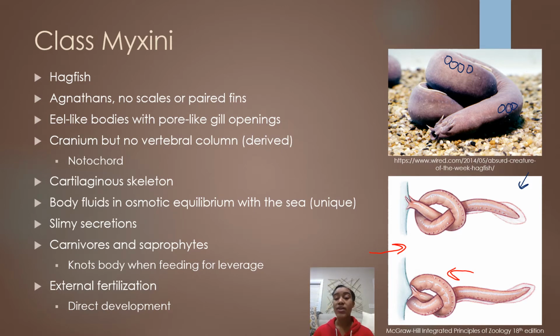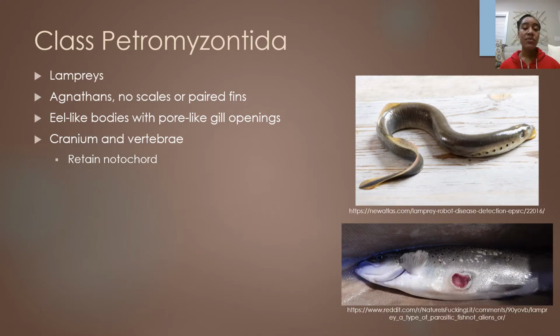And they undergo external fertilization. And after they hatch from their eggs or are released from their eggs, they undergo direct development rather than any type of metamorphosis. Next, we have class Petromyzontida, and these are the lampreys.